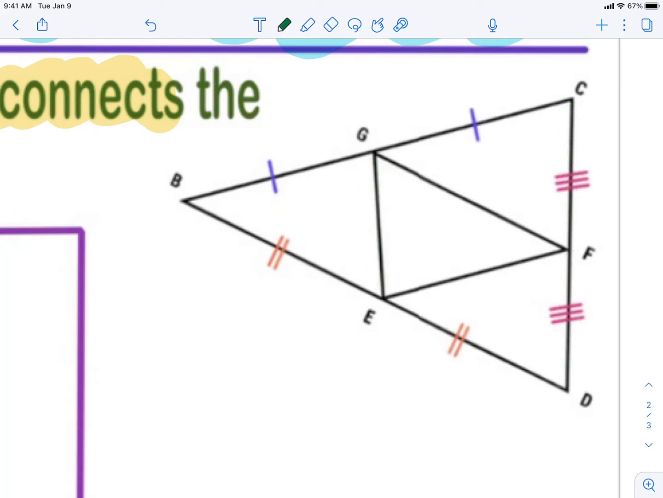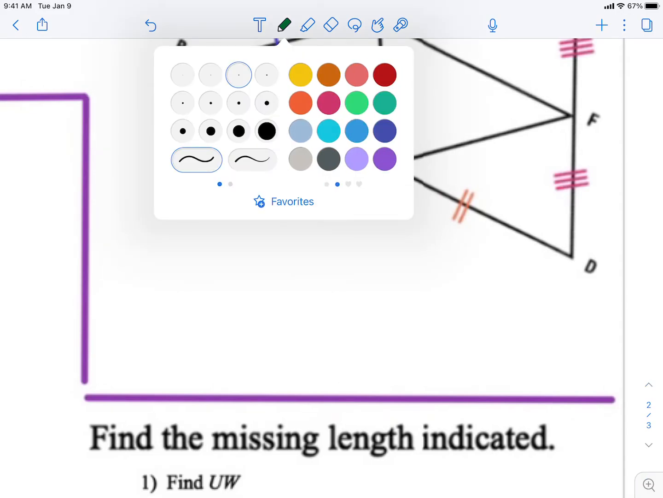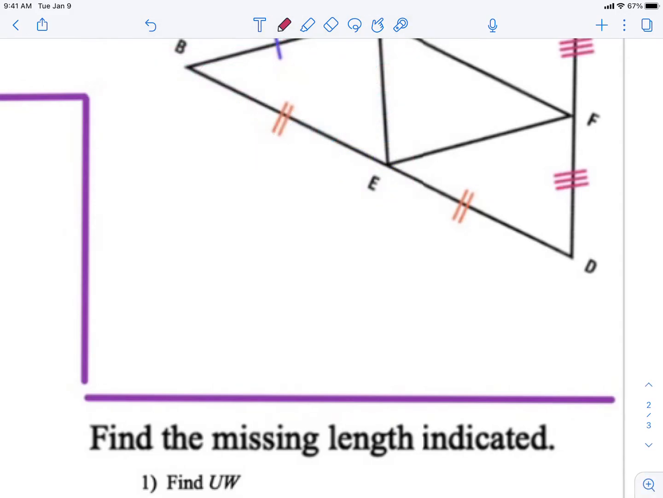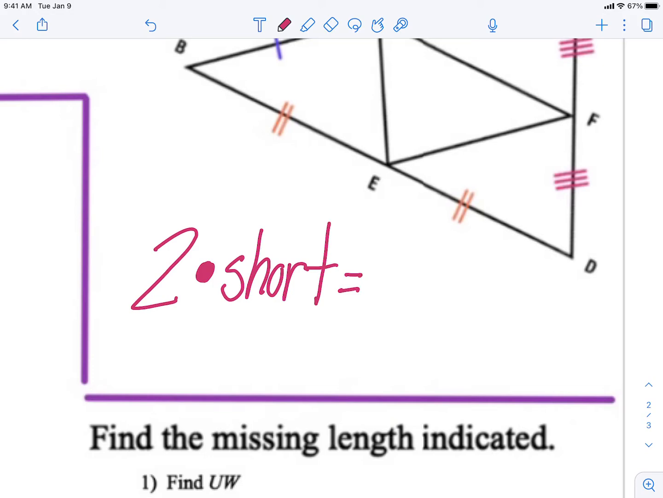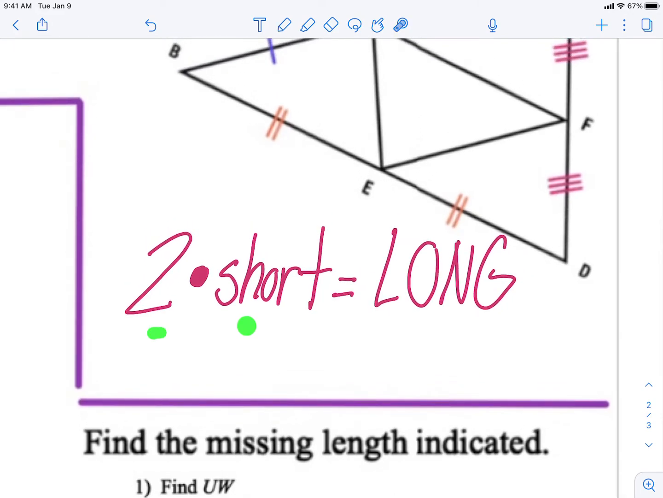Right? So, the thing that we come up with is this. Okay? Watch. Let me show you. 2 times the short segments, 2 times the short, is equal to the long segment. Right? 2 short ones equal 1 long one. Right? 2 short ones equal 1 long segment.